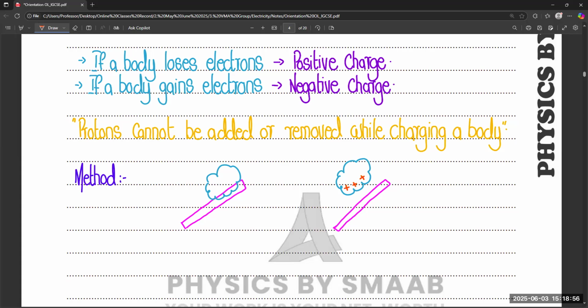1, 2, 3, 4. And we have to draw the same number of charges, right? Because if one body gets 4 electrons, the other body loses 4 electrons. So the number of charges must be equal. So 1, 2, 3, 4. So the cloth gets positive charge. It means electrons transfer from the cloth to the rod, and the rod gets negative charge because electrons are gained by the rod and lost by the woolen cloth.